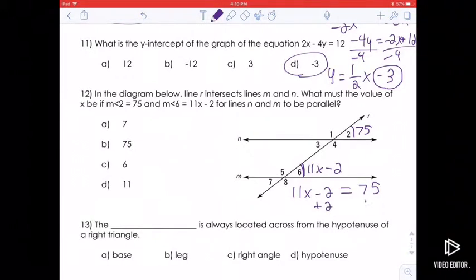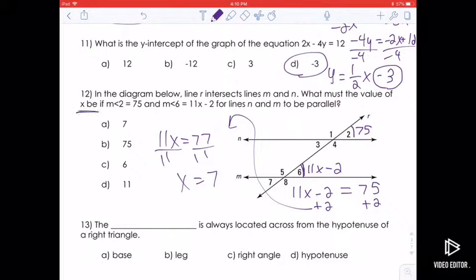I'm going to add 2 to both sides. Then just write my work over here. 11x equals 77, and I divide by 11. X has to equal 7. Just make sure I'm answering the question, what must the value of x be for those two to be parallel? Choice A.